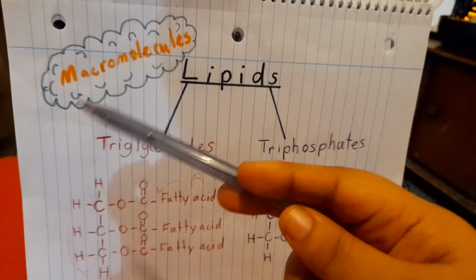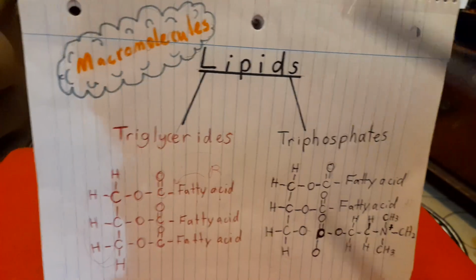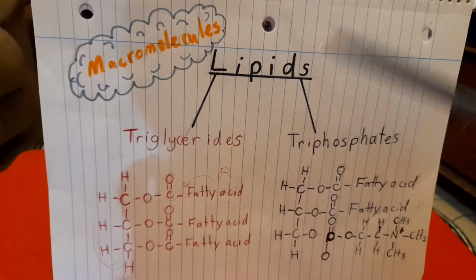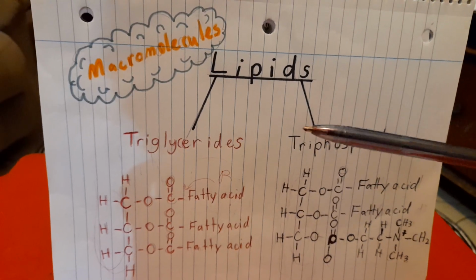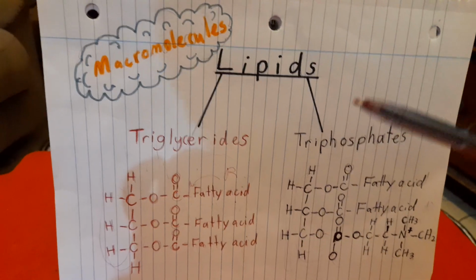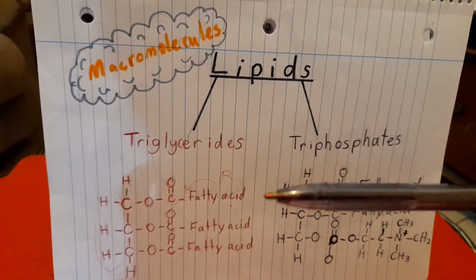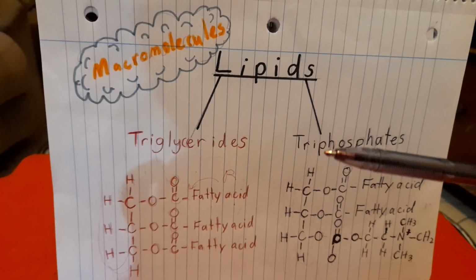Note that they're macromolecules, which just means they're large and complex molecules, whereas with something like carbohydrates, they're just monomers and polymers of the same thing.